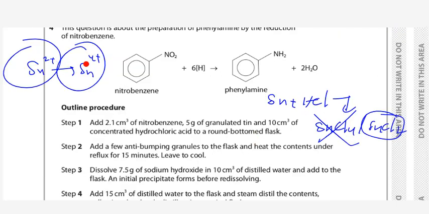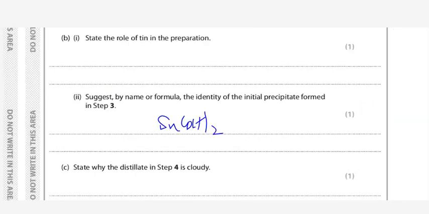Because tin is a reducing agent, that means itself should undergo oxidation. So tin can't be 4+ because it's a high oxidation state. So 2+ should go to 4+ upon oxidation. So the tin reacting with hydrochloric acid will form tin(II) chloride. Tin(II) can be further oxidized to tin(IV). As a question, repeat the answer for B1: role in the preparation. Tin is a reducing agent. We know it's reduction, right? Tin and HCl is a reduction of nitrobenzene to phenylamine.